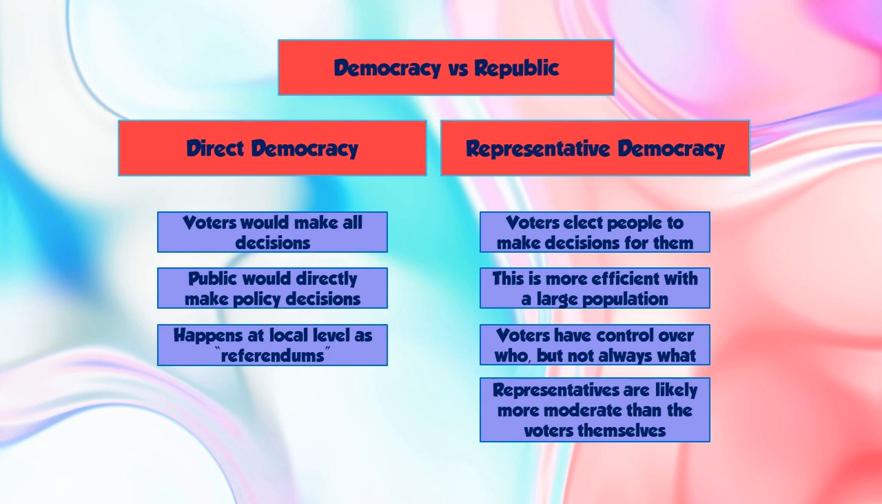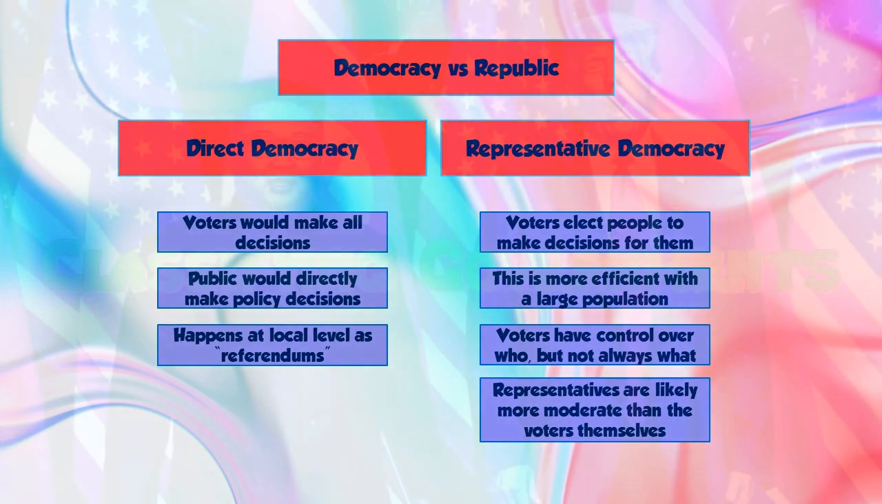The other characteristic of this type of government is, since we're getting together and we're choosing people to make those decisions for us, those candidates have to appeal to the most voters possible. And so what usually happens in a situation like that is that the representatives end up being a lot more moderate than the voters themselves are. So they're a little more willing to compromise. They're a little less likely to make drastic changes.